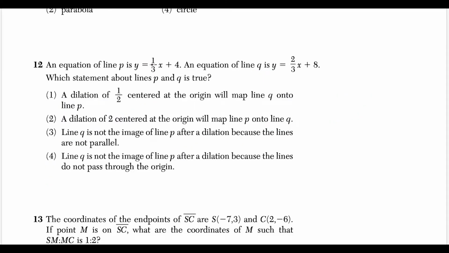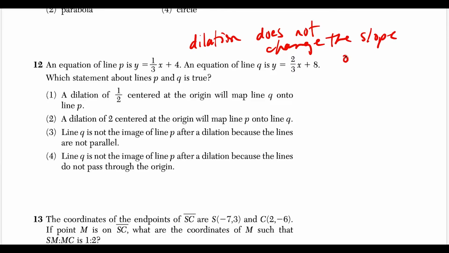Question 12, we have two equations, one for line P and one for line Q. Which statement about these lines is true? Choices 1 and 2 say that a dilation occurred. But one thing we have to know about dilations is that a dilation does not change the slope of a line. This is a big idea, because notice this line has a slope of 1/3, and this line has a slope of 2/3. For lines to be parallel, their slopes have to be equal. Since these lines are not parallel, a dilation is out.